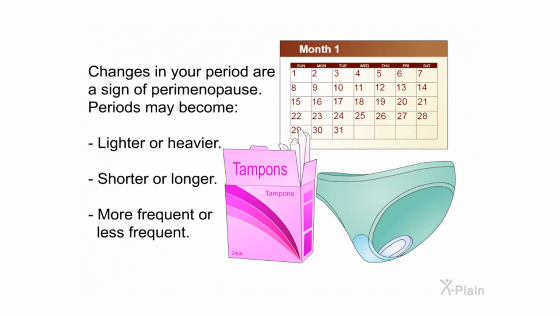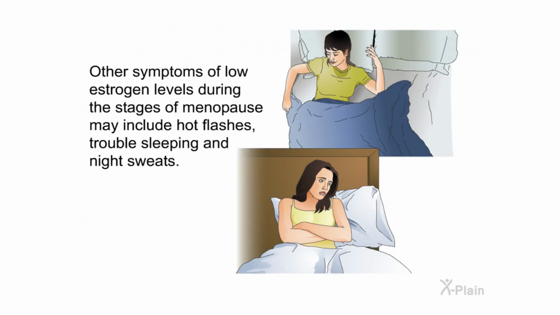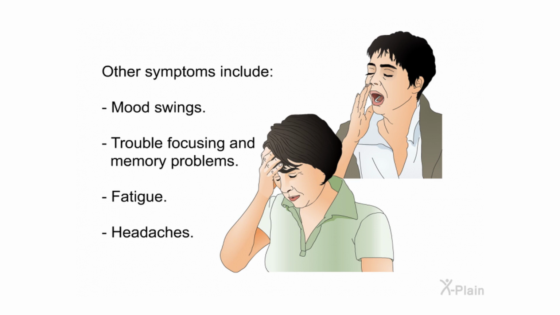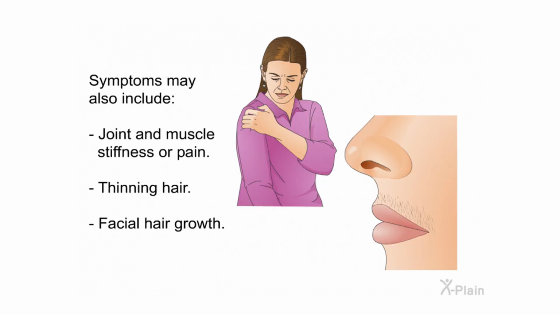Changes in your period are a sign of perimenopause. Periods may become lighter or heavier, shorter or longer, more frequent or less frequent. Other symptoms of low estrogen levels during the stages of menopause may include hot flashes, trouble sleeping, and night sweats. Other symptoms include mood swings, trouble focusing and memory problems, fatigue, headaches. Symptoms may also include joint and muscle stiffness or pain, thinning hair, facial hair growth.